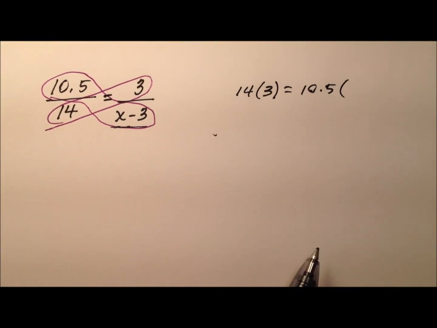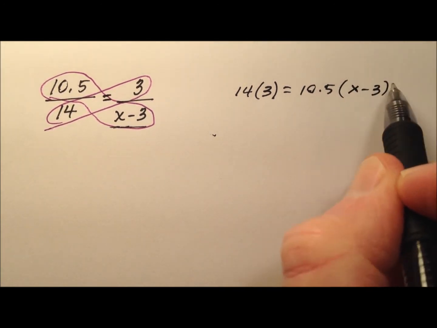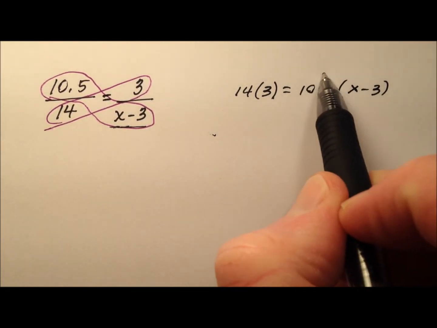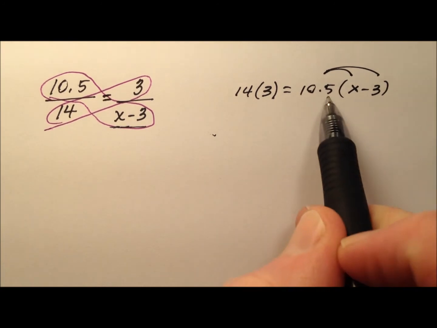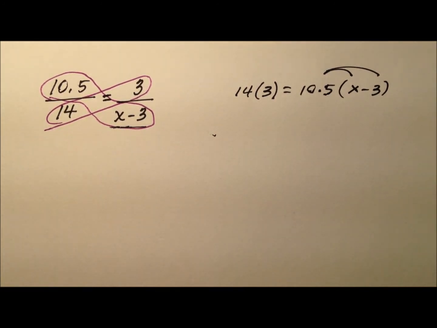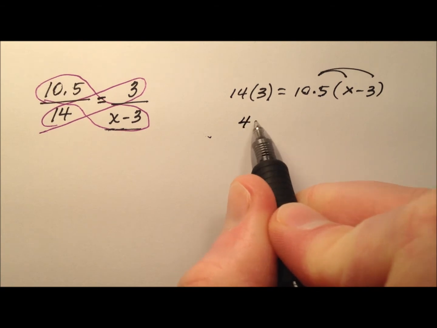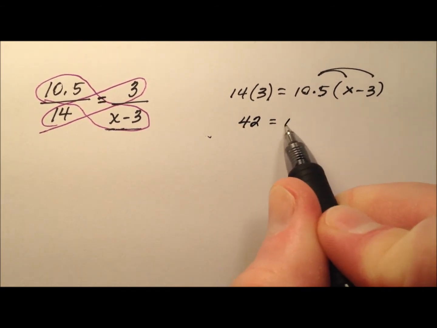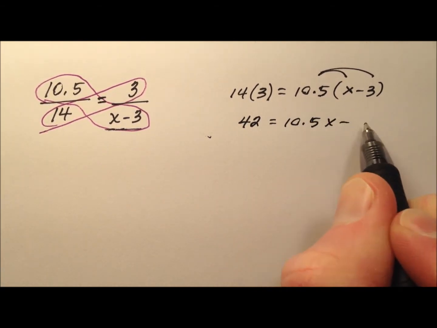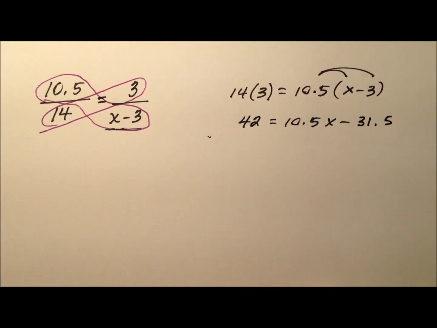Of course, the x minus 3 is two terms, so it's very important that you put those terms in parentheses, because if you don't distribute and multiply that 10.5 by both of those terms, your problem won't come out correctly. Okay, so let's go ahead and see what we have. So 14 times 3 is 42 equals 10.5x minus, it looks like, 31.5.